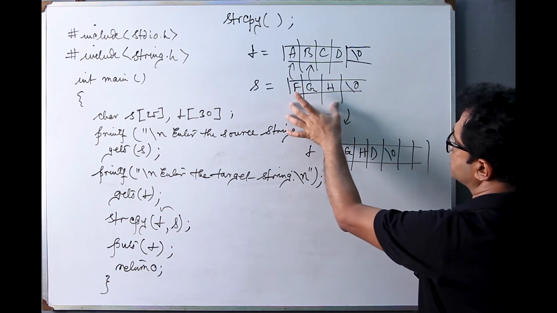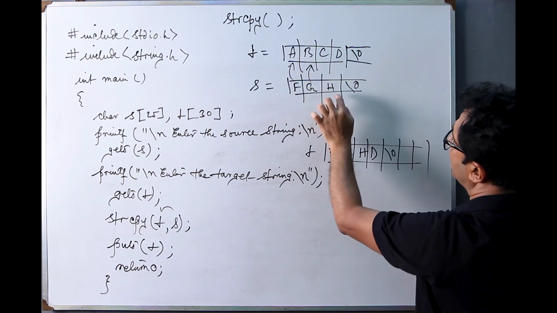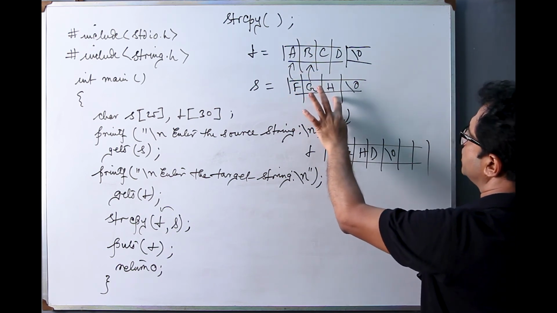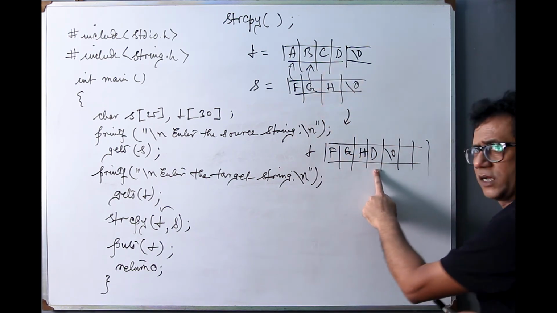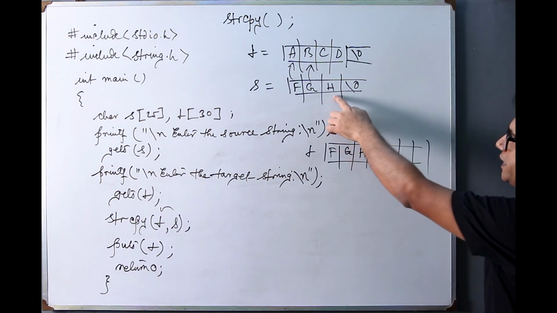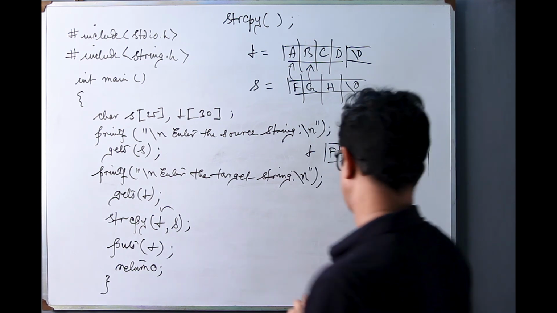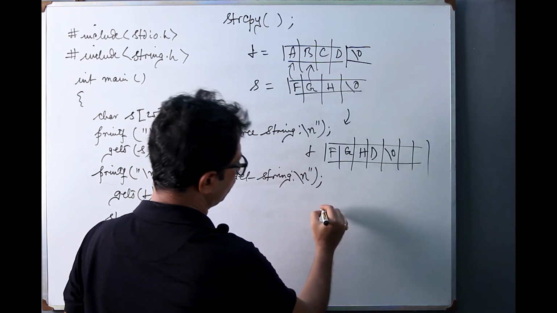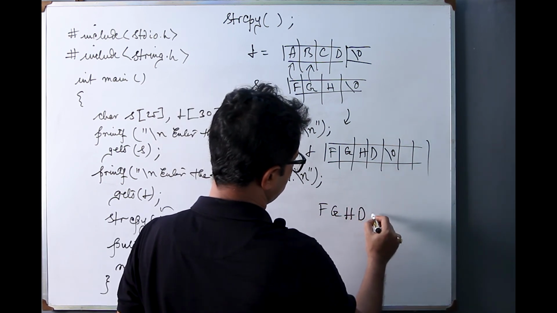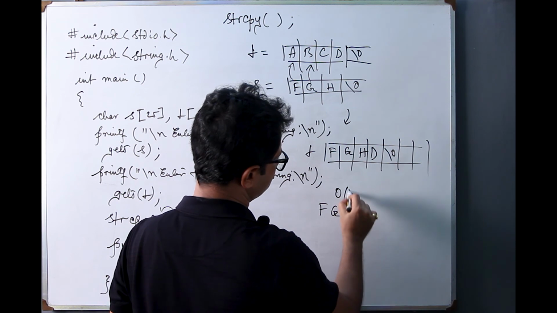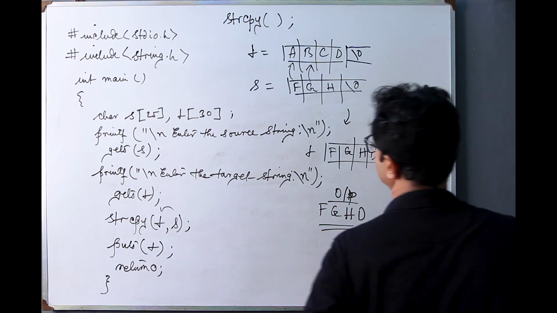The copying of the source string into the target string is done after copying the H. There is nothing left after this H, so D will remain in its position. It will not get erased or overwritten by any character from the source string. So when we print, we will have F, G, H, D as the output. This is the output of the string function strcpy.